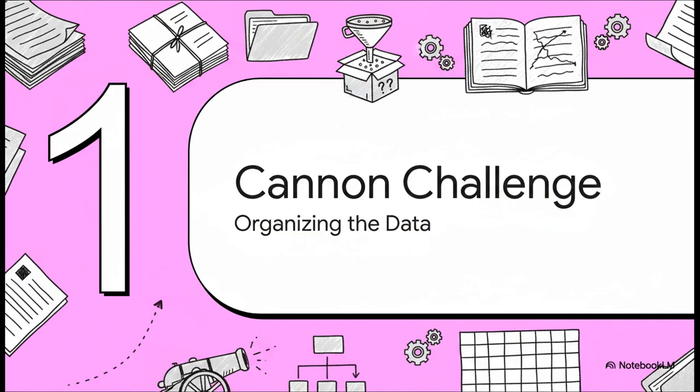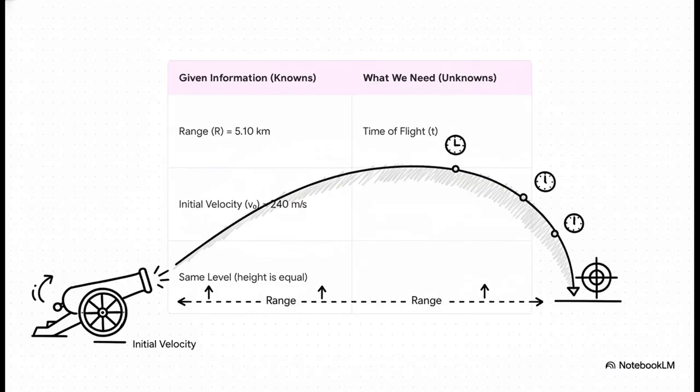First up, the cannon challenge. We've got to organize what the problem actually gives us to work with. So here's what we've got. We know the range, that's the 5.10 kilometers, and we know the launch speed, 240 meters per second. And a super important detail: the cannon and the target are at the same height. Our mission is to find the time of flight.